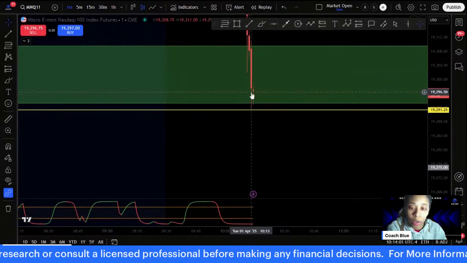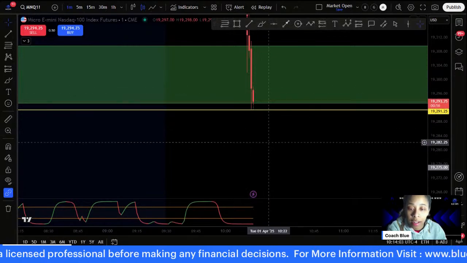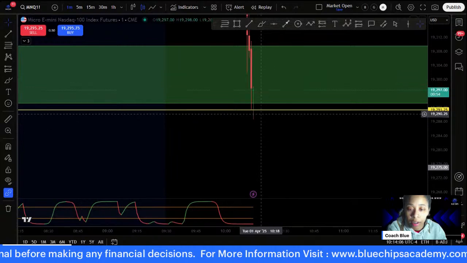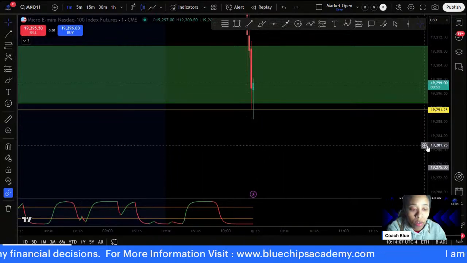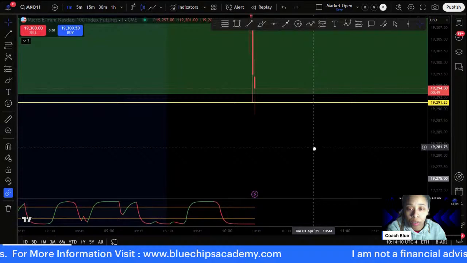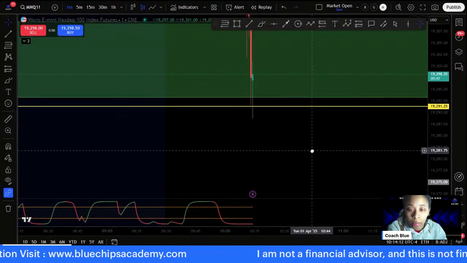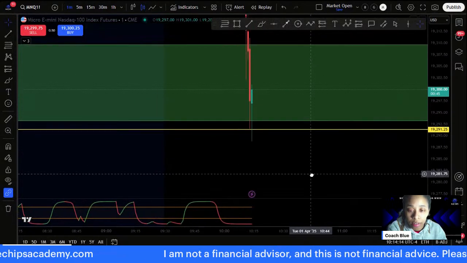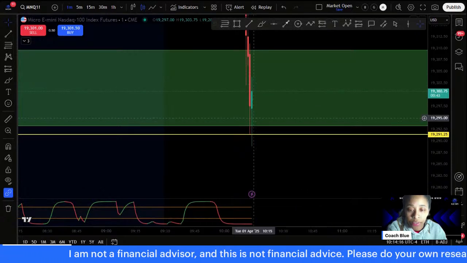Okay, so we got another wick. We got another wick right here. So let's see. Is this candle going to break for us? We got to let it close. Remember, we got to let it close. We don't want to fake out here. We do not want a fake out. Okay, look at that. See, it's finding support here.